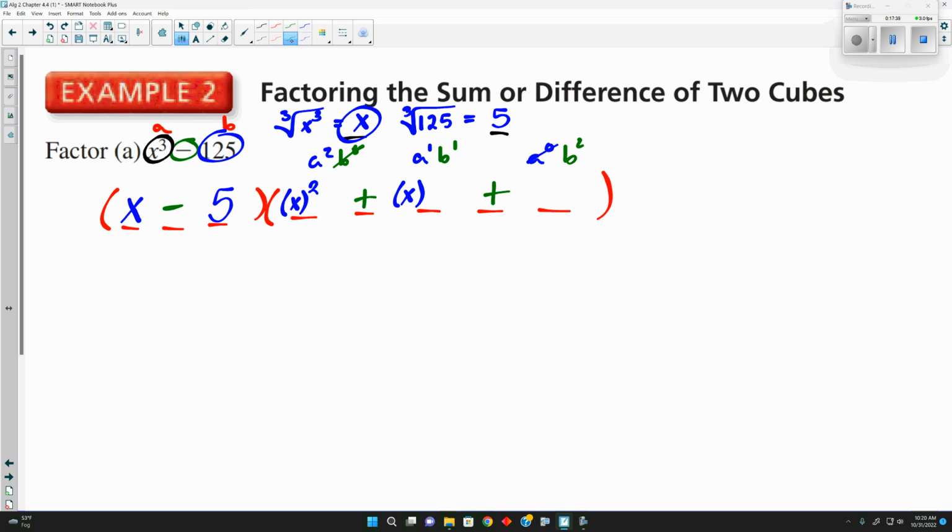For our b term, we would have b to the 0, or 5 to the 0 power, which is 1. In the middle, we would have 5 to the first, and lastly, we would have 5 squared.